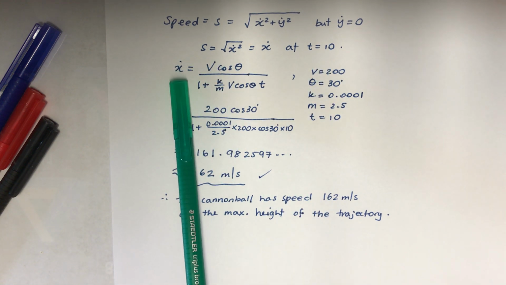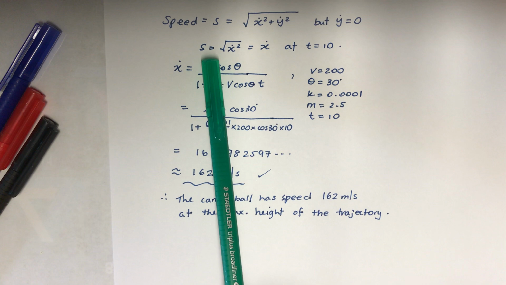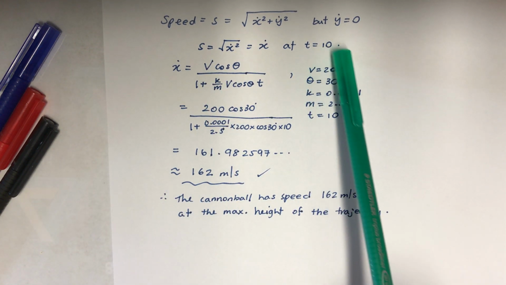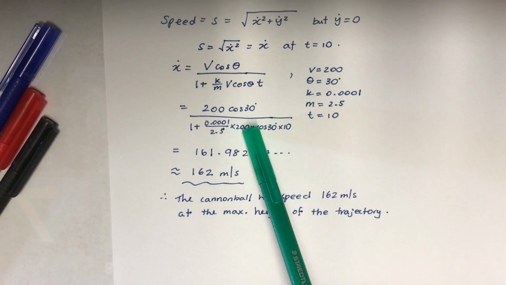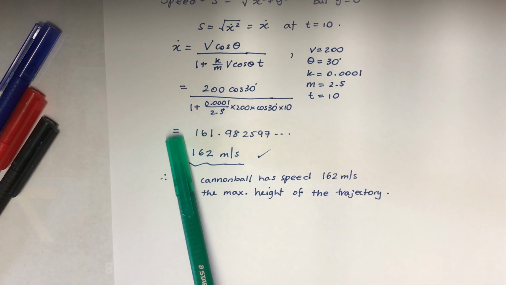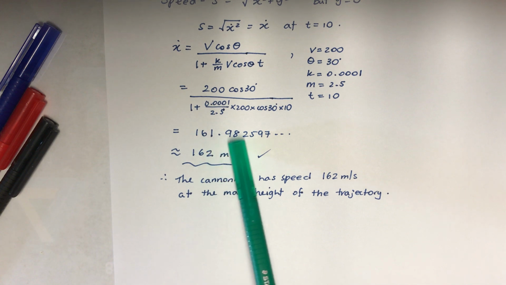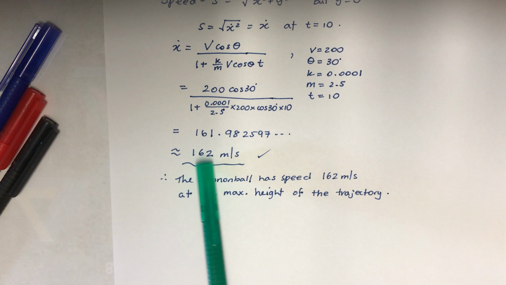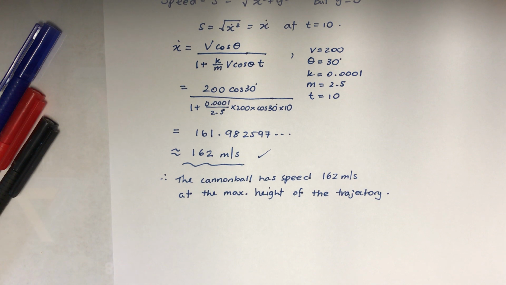What was x dot? The formula was this, okay? And then we got all that information here, and substitute back in, and you will get the speed is 161.9, and to the nearest, that would be 162 meters per second. So the cannonball has a speed of 162 meters per second at the maximum height of the trajectory. Okay, well done, people.